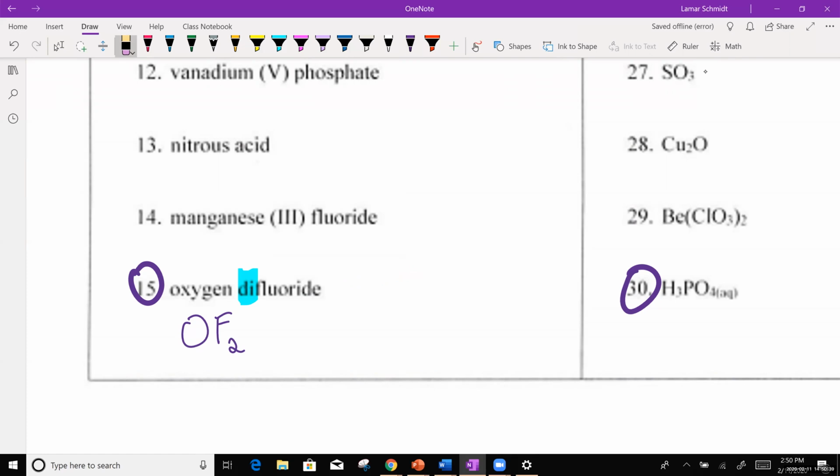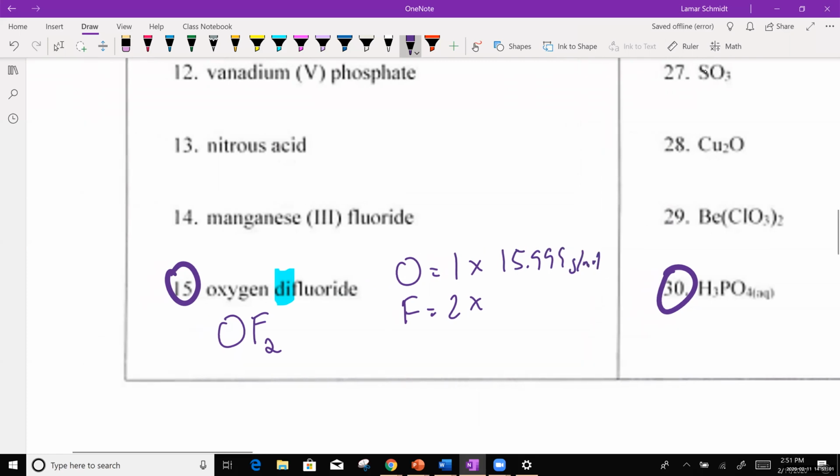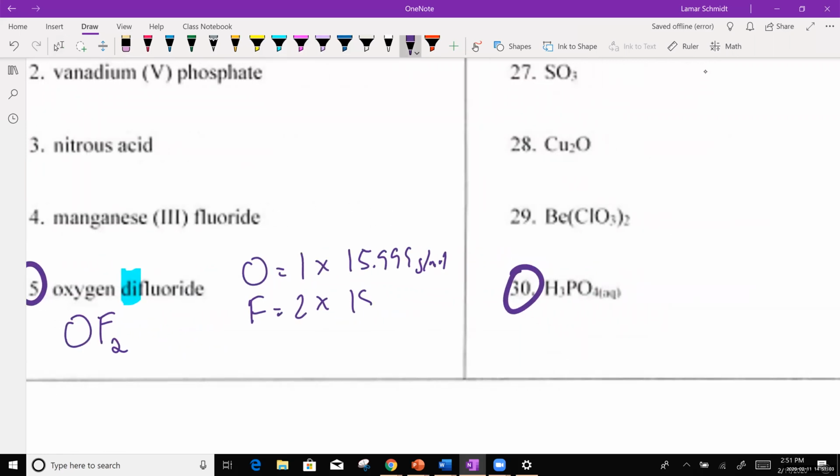Without doing any charges, you don't need to, because it tells you how many in the name. And so now all you have to do is list what's in oxygen difluoride, and that is oxygen and fluorine. And there's one of these and two of those, multiplied by the mass you find on your periodic table, which is also called the molar mass, 15.999 grams per mole. And fluorine, which is, oh my goodness, 18.998 grams per mole.